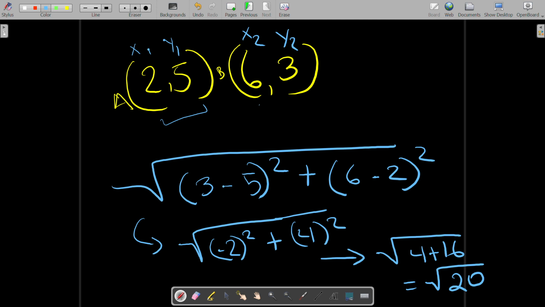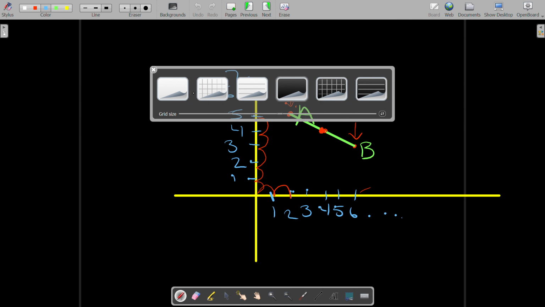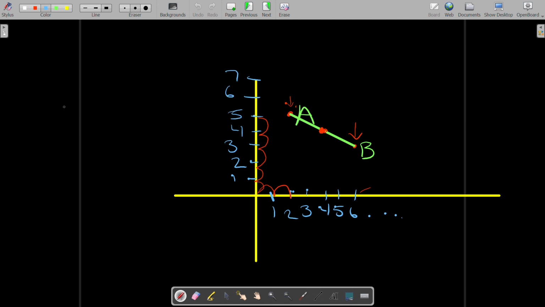So that is the distance between the two coordinates that we have right here, 2, 5 and 6, 3. So if we go back, the distance of this green segment right here, the distance between segment AB, AB is equal to the square root of 20.